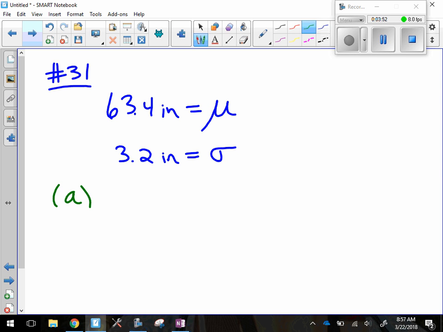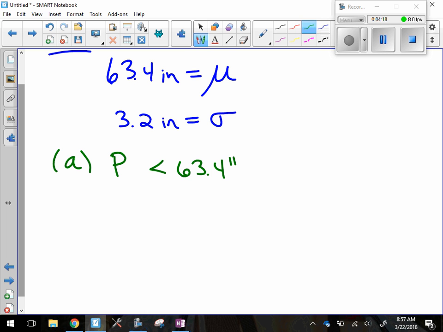So part A wants the proportion of female adults, and I'm just going to call that P because I'm going to get tired if I have to write out proportion of female adults every time, or adult females. So we want to know what proportion is less than 63.4 inches tall. Now, what's 63.4 inches again? The mean.